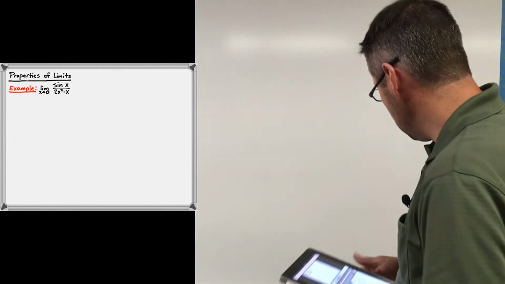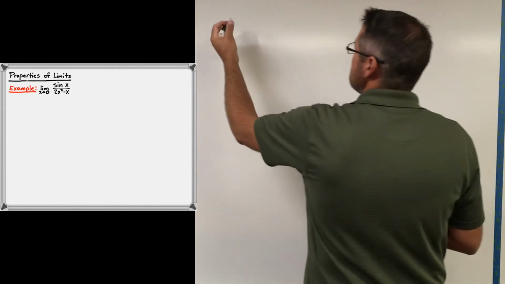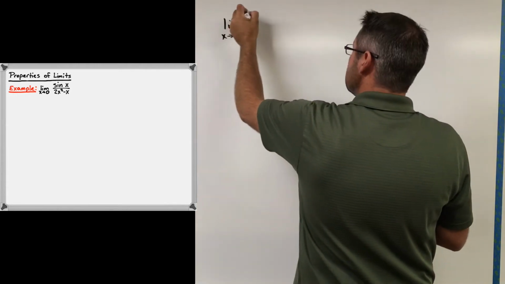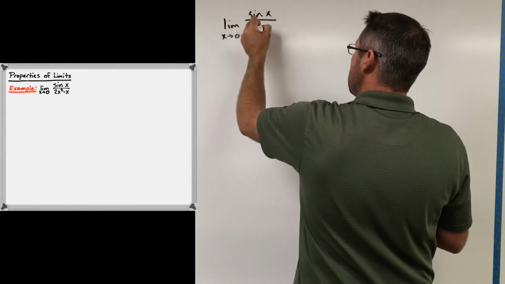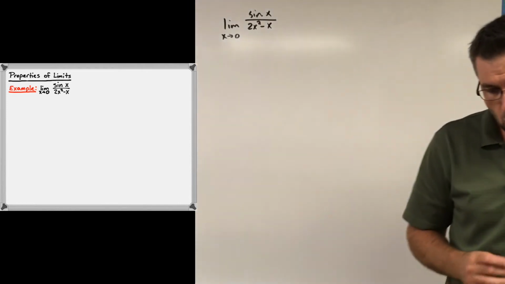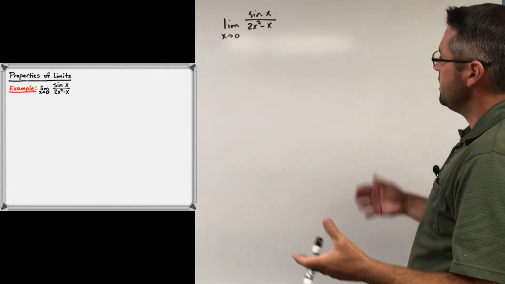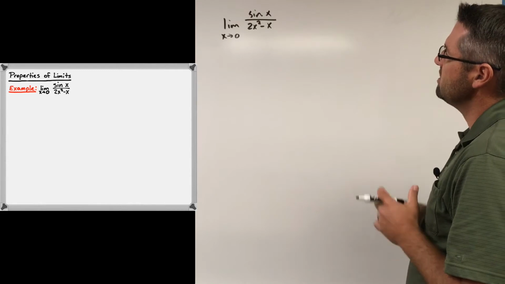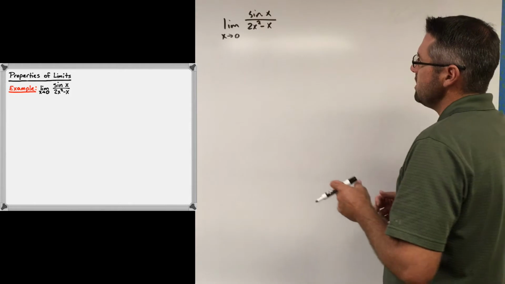So let's go ahead and take a look at this example here. We have the limit as x approaches 0 of sine of x over 2x squared minus x. Now, this looks really complicated with where we're at right now. I mean, 3 days into calculus. But if I can manipulate that algebraically somehow, I can determine the limit. And so here's the idea.